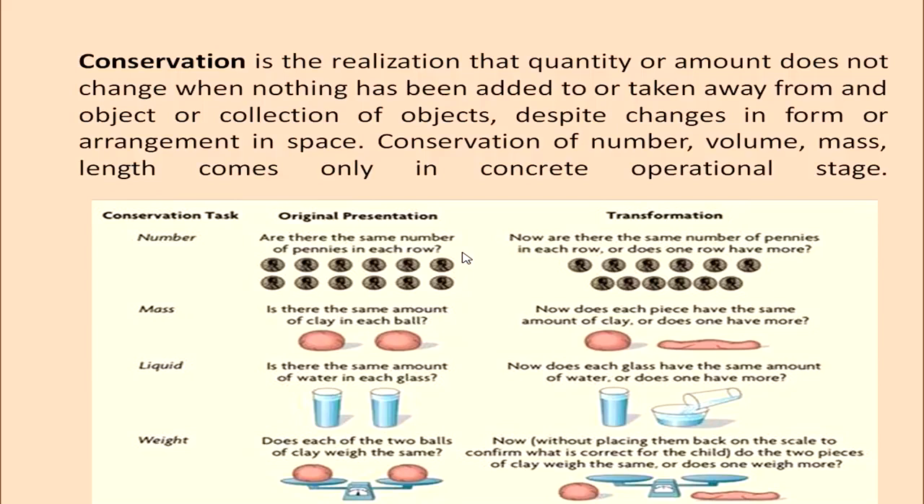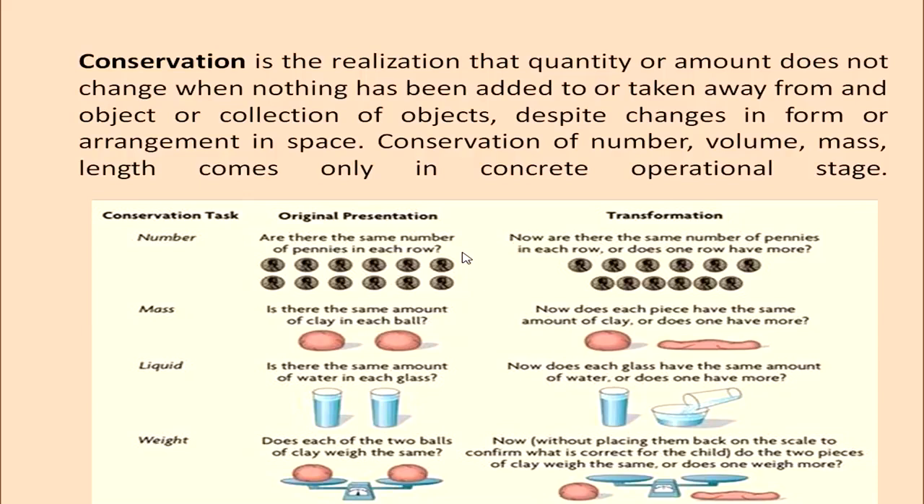So, in the first diagram that you can see, conservation of number, the coins are placed together and the child is asked to count the number of coins in the two rows. Then, after the child responds, the coins in one of the rows are spread out, and the child is asked which row has more coins. Piaget found that children in the pre-operational stage felt that the coins in the row which is spread out are more in number. So, they could not do conservation of number as compared to a child in the concrete operational stage. Similarly, conservation of mass.